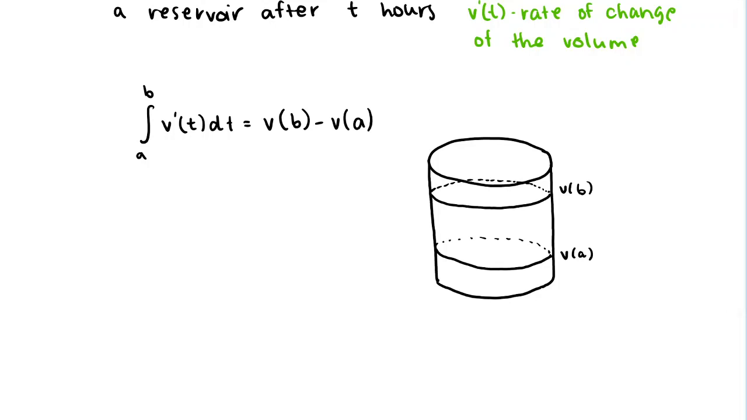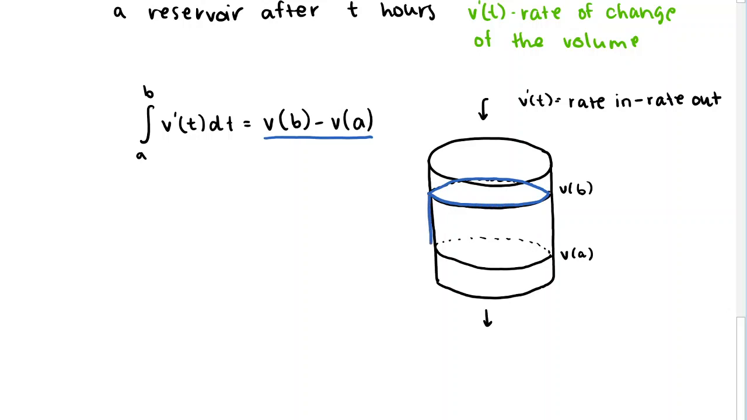And because the volume of the water is changing, we can imagine that there's some sort of flow inwards and some flow outwards. And we can really interpret v prime of t as the rate in minus the rate out, right? The change in the volume, well, if there's some flowing in and some flowing out, the overall change is just how much is coming in, take away how much is coming out. And really what we're computing here in this net change, v of b minus v of a, is this difference here. Just the overall difference in volume between time of a and time of b.